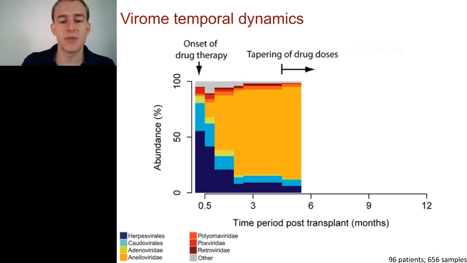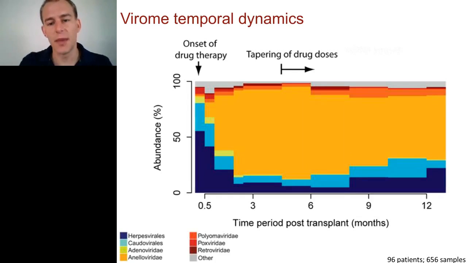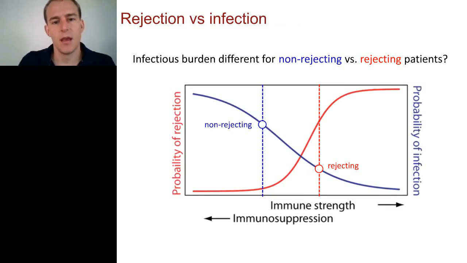After 6 months post-transplant, this is when the drug doses are at the highest level. This is when the risk of rejection is highest. So patients are most deeply immune suppressed. After 6 months, it's judged that the risk of rejection is a little lower. So in typical transplant protocols, the drug doses will be tapered off, and what you see is an immediate response of the virome to that tapering of the drug doses.